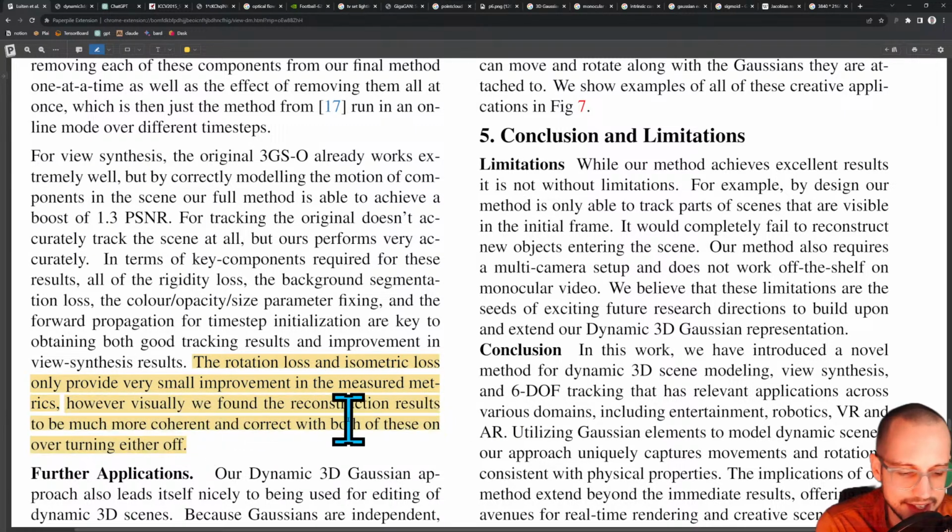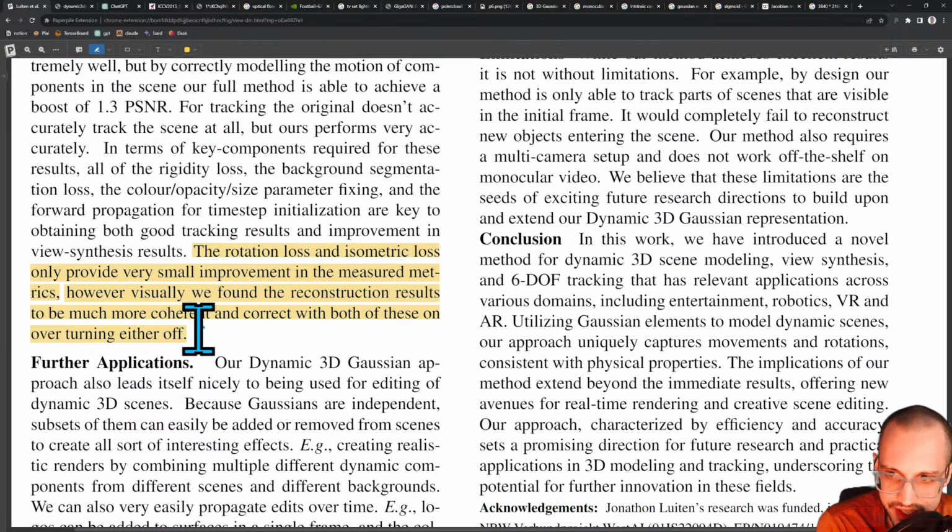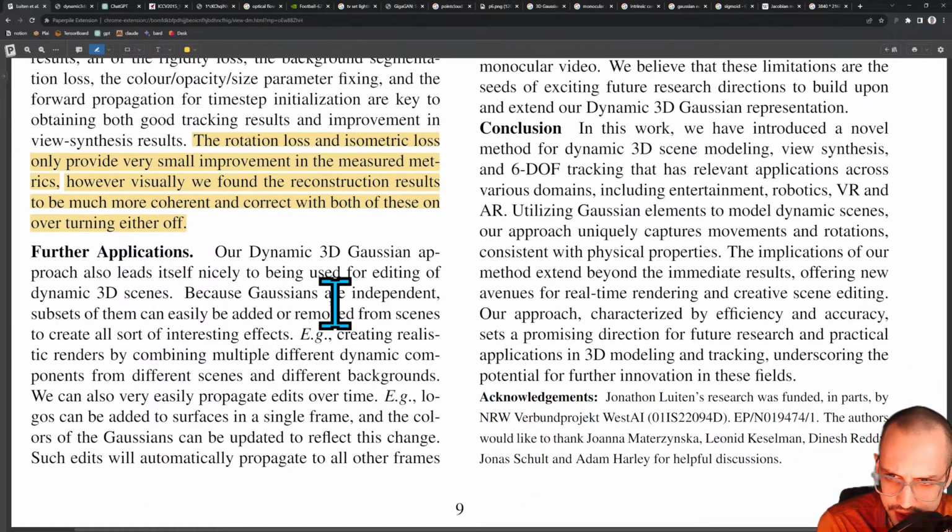This is exactly the type of thing that I'm talking about, is that LPIPS, PSNR, SSIM, those aren't the whole picture, right? Exactly as they said here, even though it seems like the rotation and isometric loss don't really move the metrics much, visually we found that they do matter a lot. That's key. That's an important sentence right there.